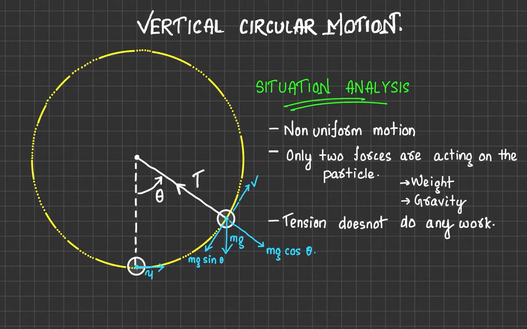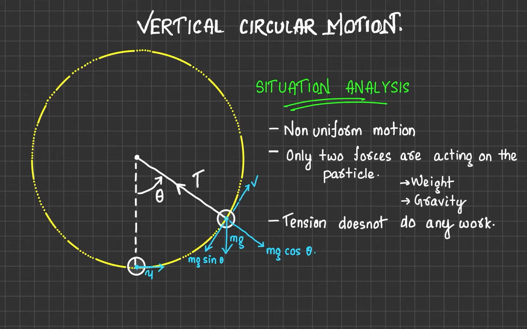Again, there is this mg sin theta component which is acting tangentially. In this half of the motion, the mg sin theta component will be opposite to the velocity, and in the next half, the left half, the mg sin theta component will be in the direction of velocity. So in the right half the motion is decelerating, and in the left half the motion is accelerating. And as the speed is changing, this is an example of non-uniform motion.